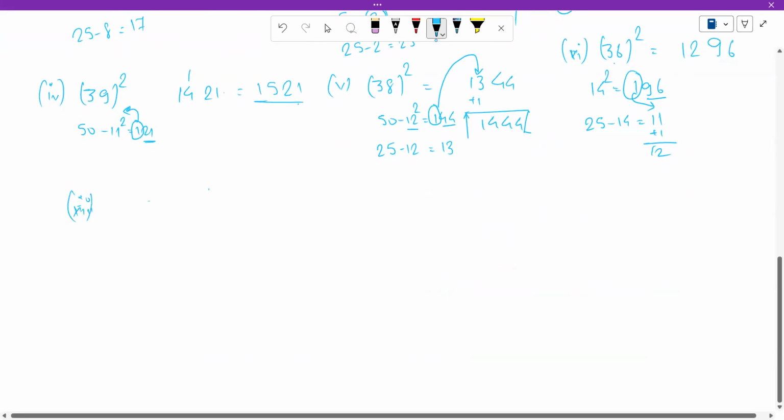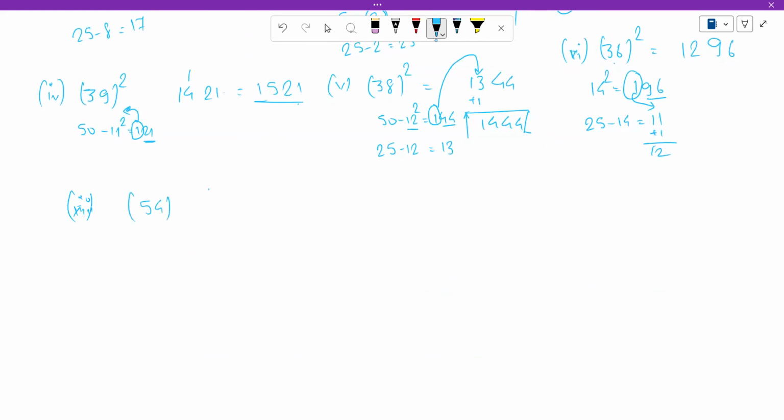Now if I tell you to find the square of 54. Since it is more than 50, here we were subtracting, but here we will add that number to 25. So this is the square of 4. 4 square is basically 16. So I got my last two digits. Now it is 4 more than 50, it is 50 plus 4. So I'll do 25 plus 4, which is 29. So 2916 will be my square of 54.